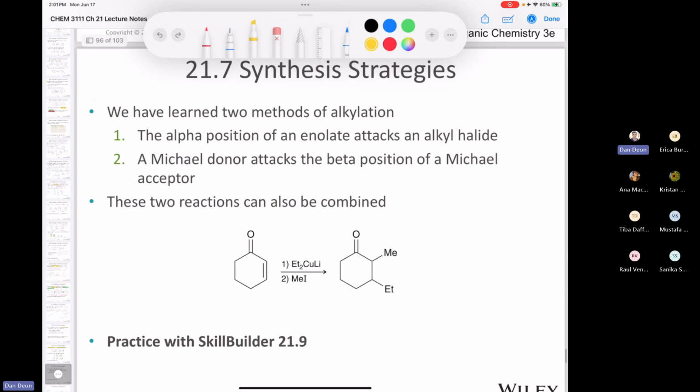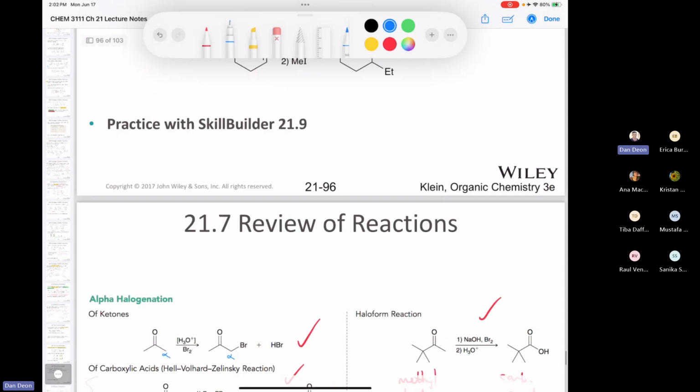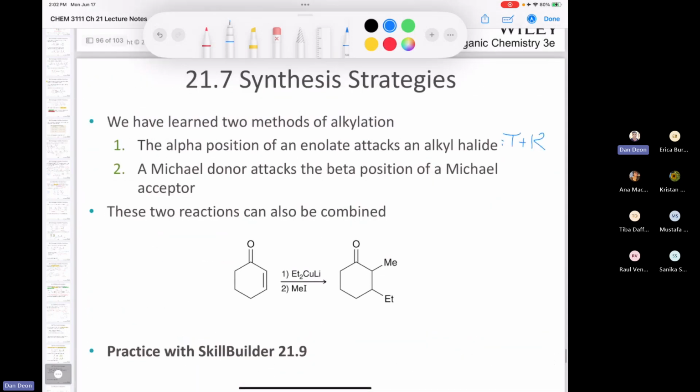And so when it comes to alkylation, we learned a couple of different things. We learned that we can attack at the alpha position using an enolate. And we learned thermodynamic and kinetic ways to do that. Then we talked about Michael donors and Michael acceptors in gory detail. So it says here you can also combine an alkylation with a Michael reaction. So let me just show you this.